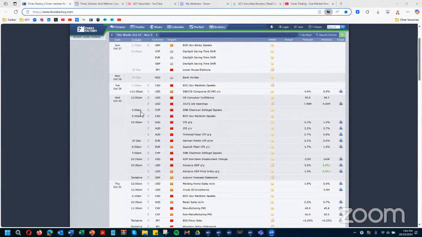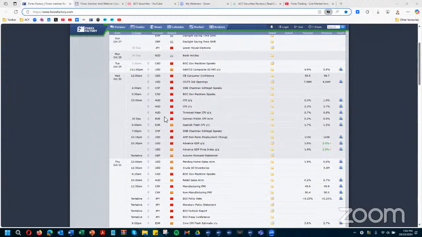Tomorrow in the morning, 4 a.m., Swiss SNB Chairman Schlegel speaks. 5:30 in the morning for Canada, the Bank of Canada Governor Macklem speaks. And then in the morning for the Aussie traders, we have the CPI QQ and CPI year on year for Australia, expecting a move down to 2.3. Market's going to be looking at these figures closely because, of course, those in Australia want an interest rate cut, which isn't coming at the moment.